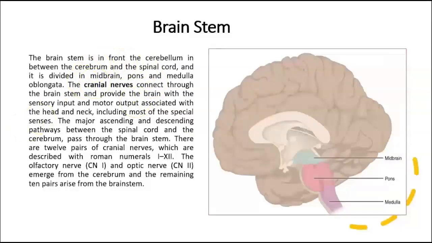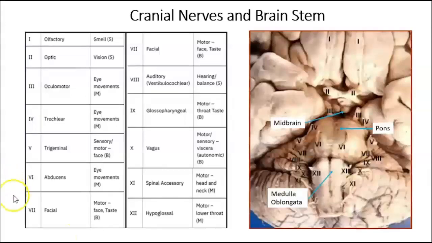In order for you to understand the functions of the brainstem, learn the functions of all the cranial nerves, because that will tell you exactly what each one of them is going to do. The medulla oblongata, the nerves involved are 8, 9, 10, and 12. The pons, cranial nerves 5, 6, 7, and 8. And in the midbrain, you can see cranial nerves number 3 and number 4.